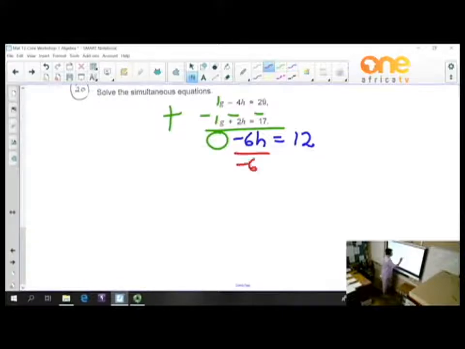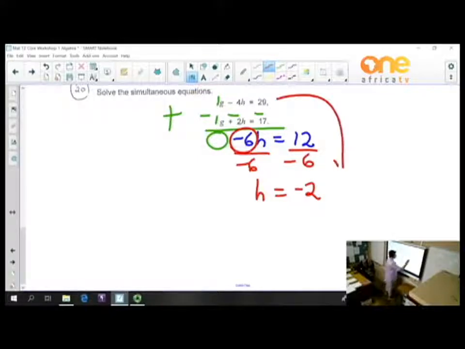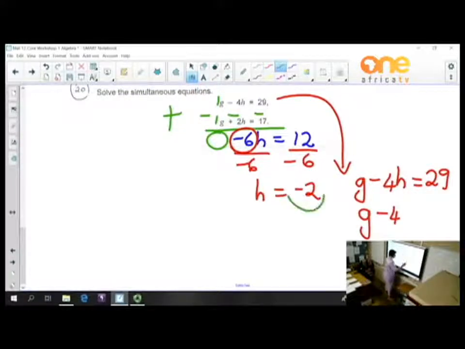Now I divide by the coefficient, so h is equal to negative 2. Remember, this is the coefficient. And then to find the other one, we substitute. So let's go back into this one. g minus 4h is equal to 29. So g minus 4, this is the value of h that we got now. So I'm substituting it in here. Negative 2 is equal to 29. So g is equal to, so this gives me 8. And then 29 minus 8 is then 21. So the answer is 21, and that is my two solutions.